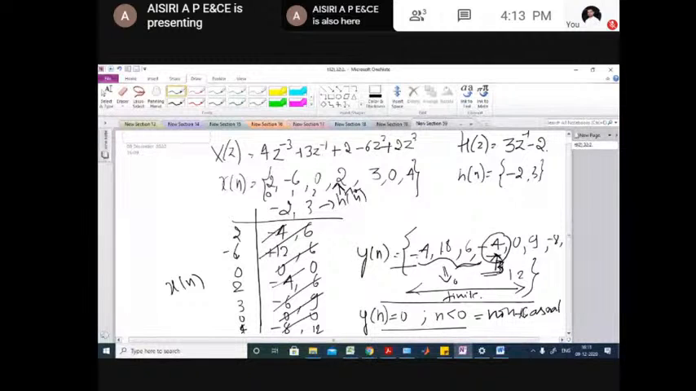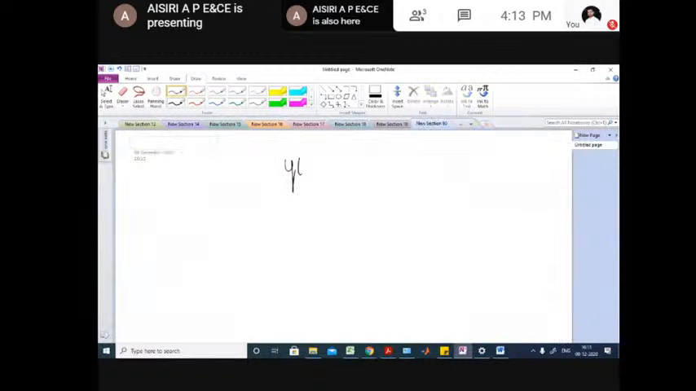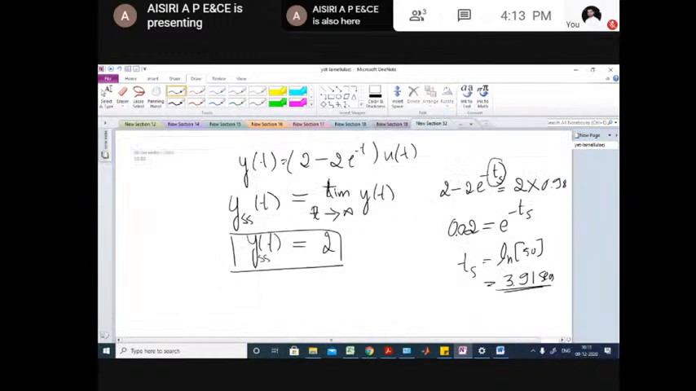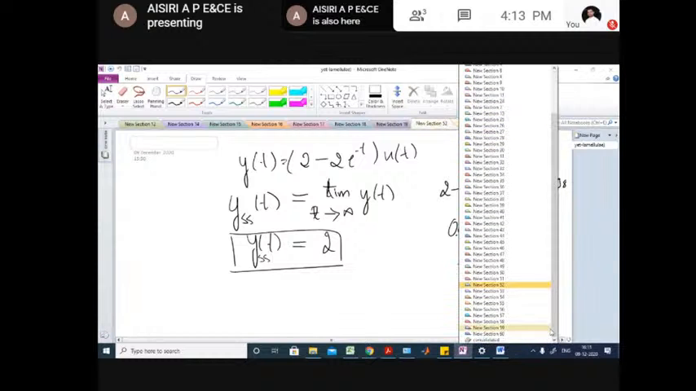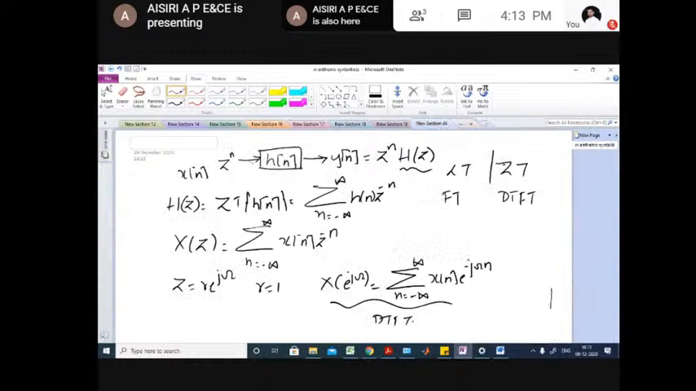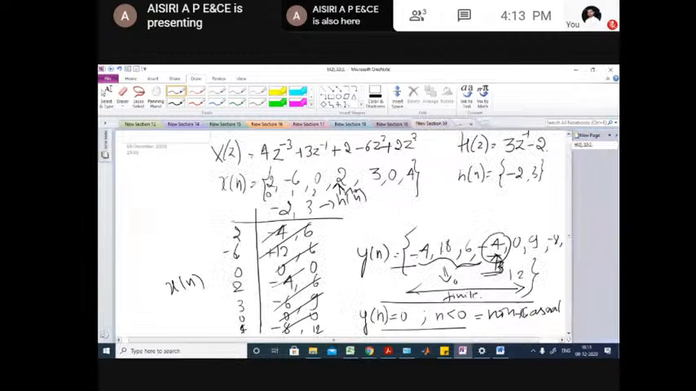Option B says y of n is causal with infinite support. So infinite support is wrong because you are having a finite support. And then at C you have y of n is equal to 0 for mod n greater than or equal to 3. So what does this mean? Y of n is equal to 0 for mod n which is greater than 3. No, it is not equal to 0 for n which is greater than or equal to 3. You have the value. So that is also wrong. And then the fourth option says y of n is non-causal with infinite support, but it is non-causal with finite support. So option A is correct.